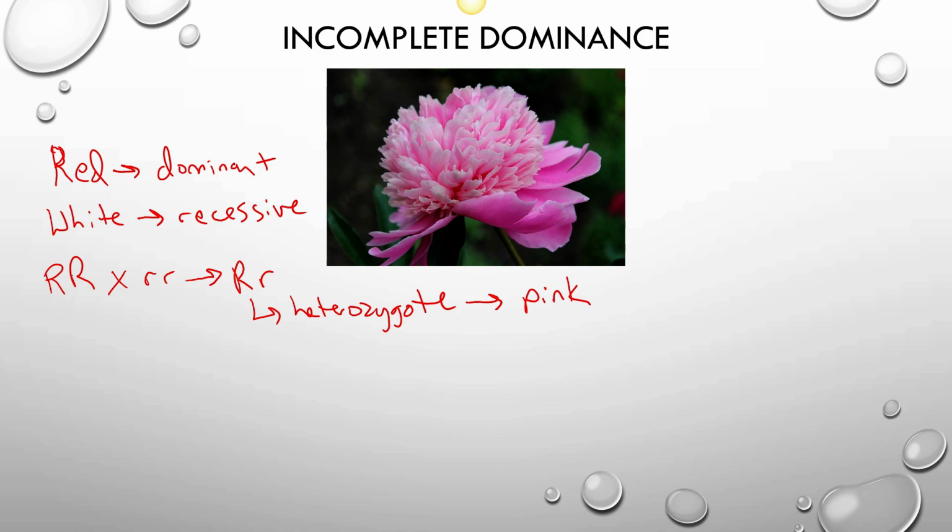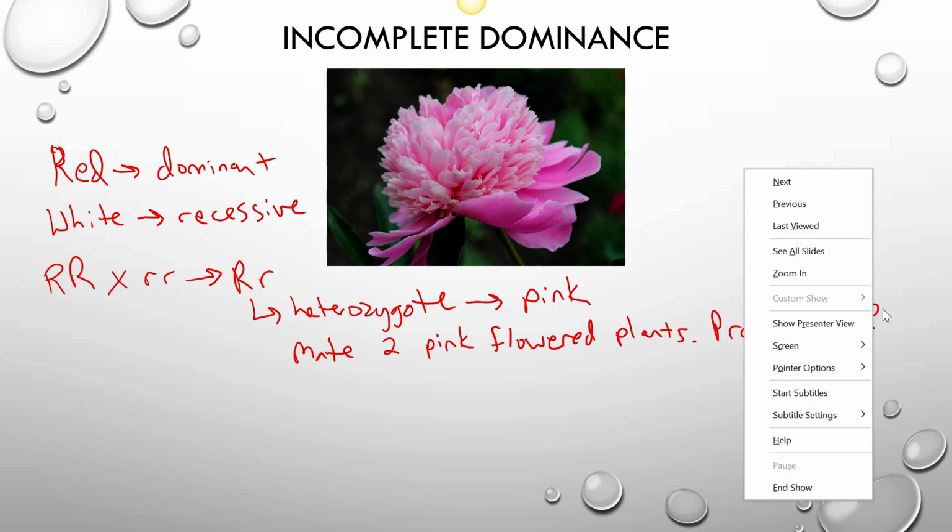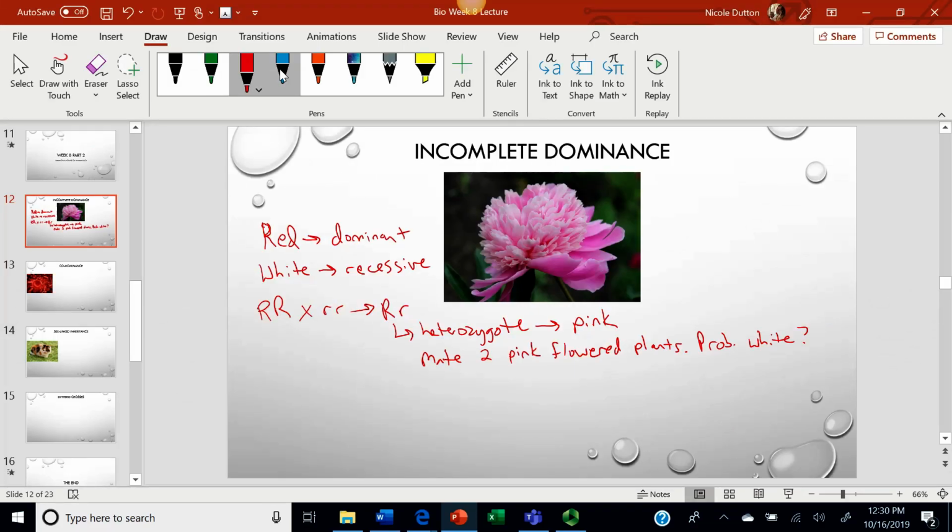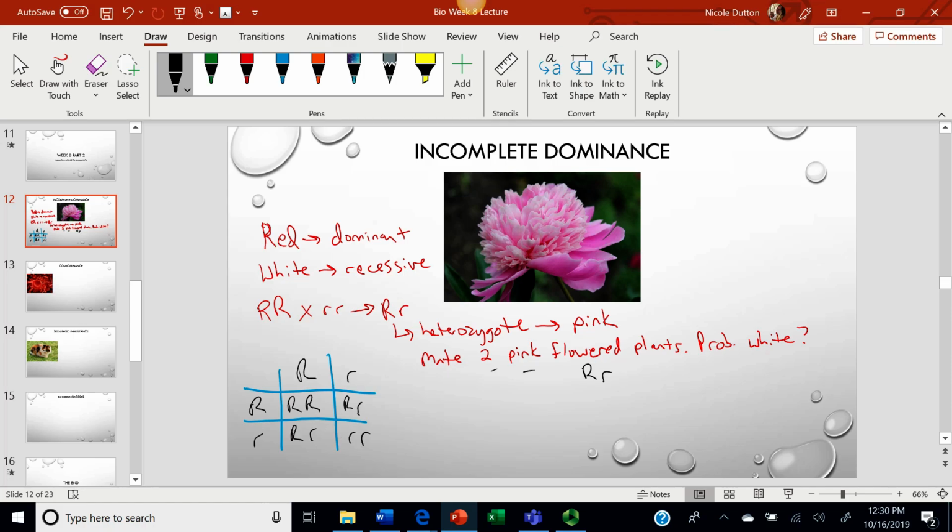So an example: if you mate two pink flowered plants, what is the probability of offspring being white flowered? So let's do a Punnett square here. Now it says that we're mating two pink flowered. So in order to be pink, we have to be heterozygote. And when we carry these in the boxes, this is what we end up with.